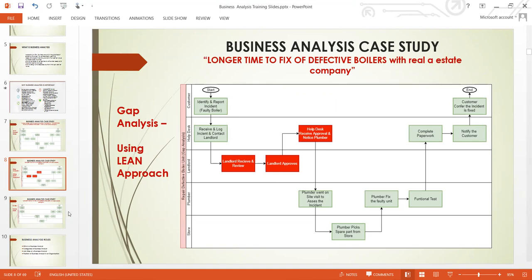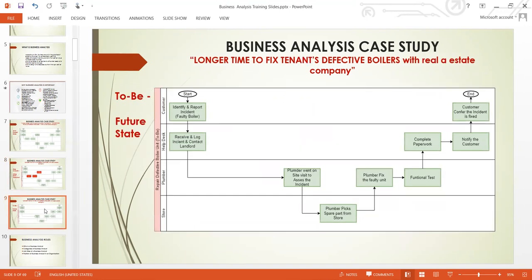Then let's look at our current state. Now, this is the future state. This is how we want it to be so that we can reduce time.